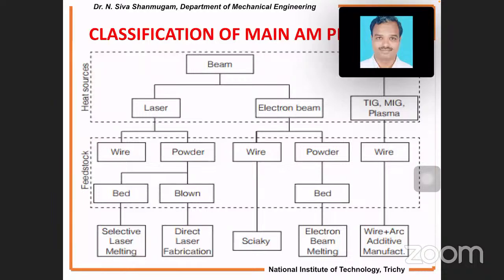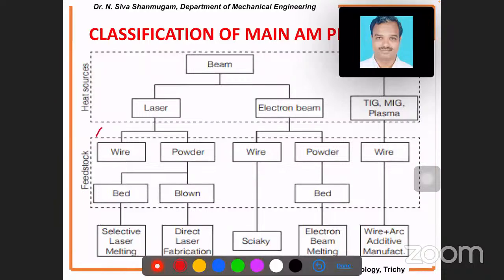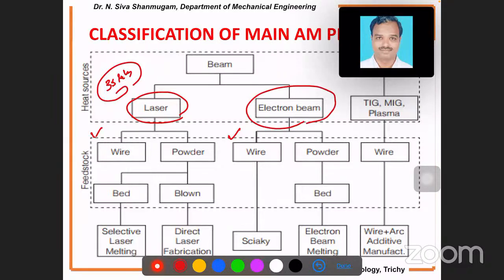Coming to the electron beam, here also we can use wire as a filler material. But if you go for a laser, you have to invest a minimum of 35 lakh rupees, and maintenance cost is also very difficult. With the electron beam, you have to maintain a vacuum, so you also have to invest huge money. That's why we go for our conventional welding technique. Sir, spend only a minimum amount, get a big profit.